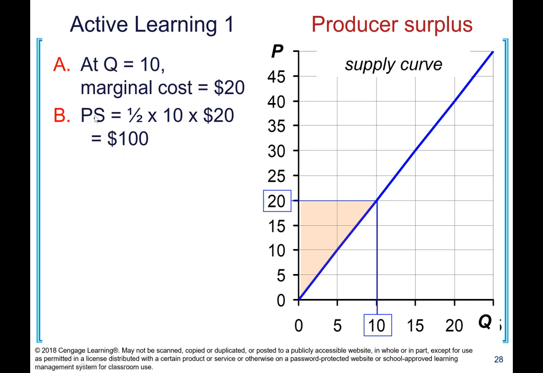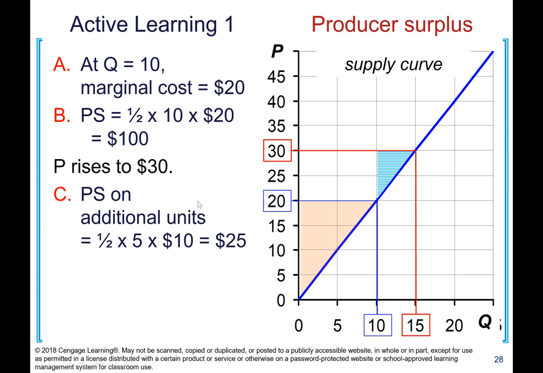Number B, the producer surplus is the area of this triangle. And the area of this triangle is 1/2 times 10 times 20, which is 100. Now, let's look at number C. Price rises to 30.